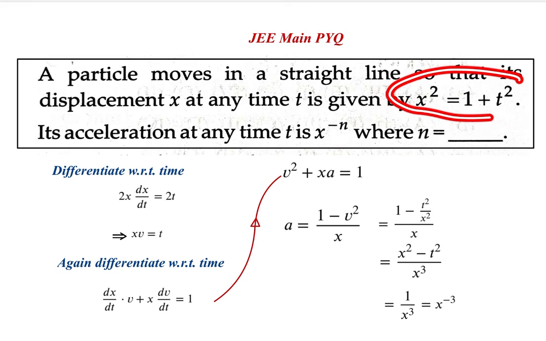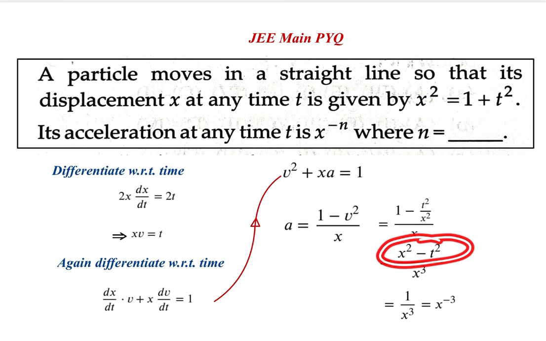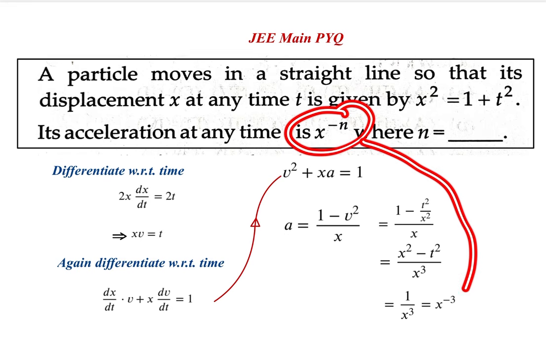Now from here we can see that x square minus t square is basically 1. So put 1 here, so we get 1 upon x cube. So this is basically x to the power minus 3. So n will come out to be 3. So 3 is the answer. Thank you.